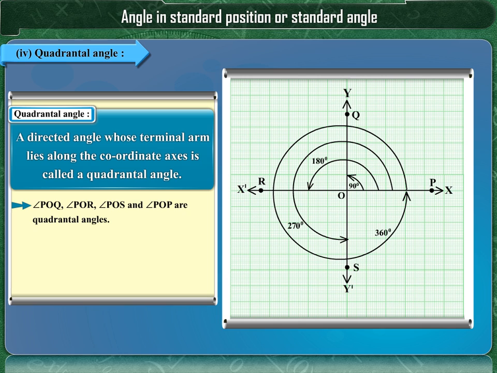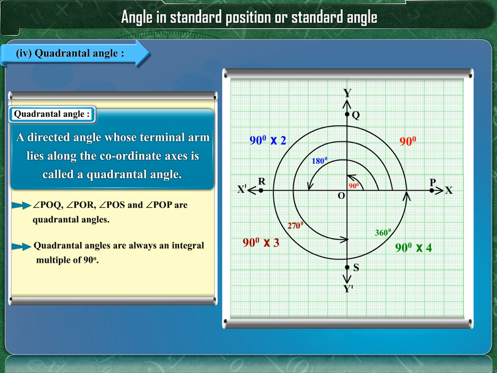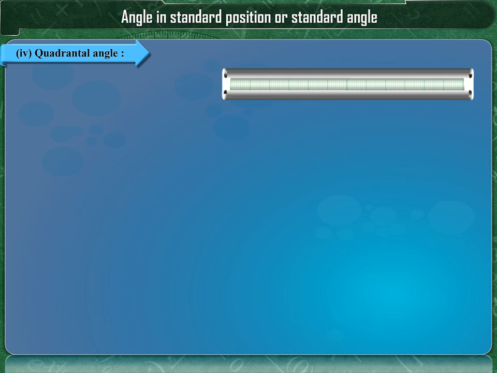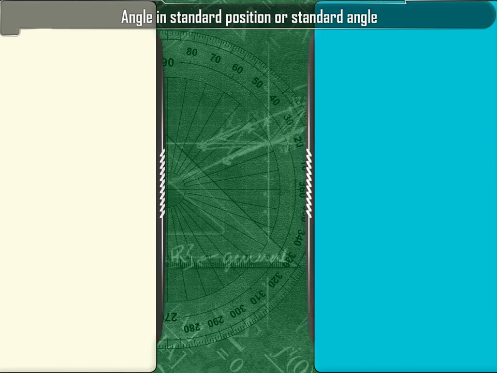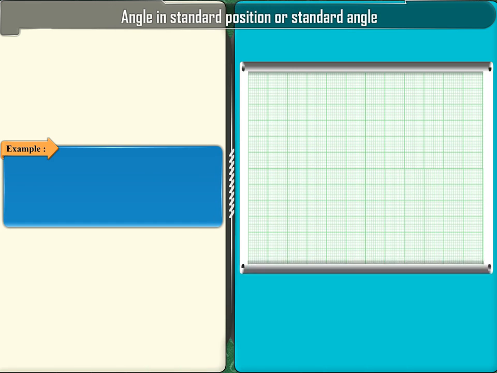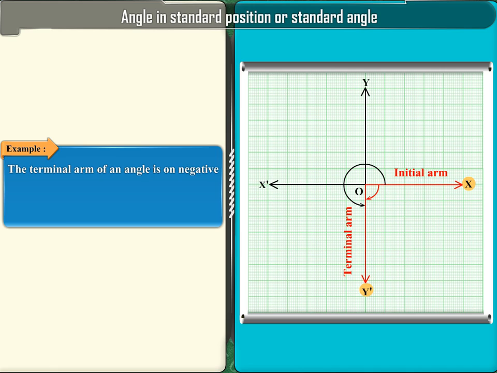Have you noticed an interesting fact here? Quadrantal angles are always an integral multiple of 90 degrees. Let us see one example. Example: the terminal arm of an angle is on negative y-axis. What are the possible angles? What can you say about this angle?